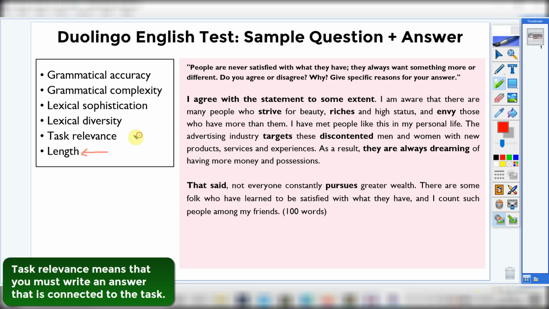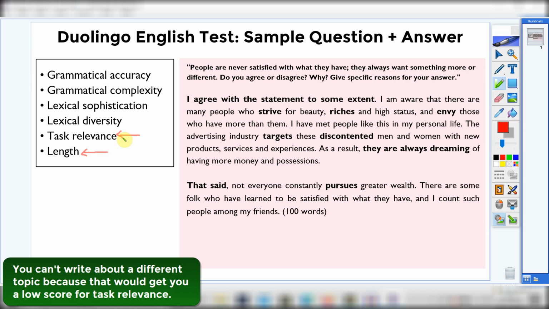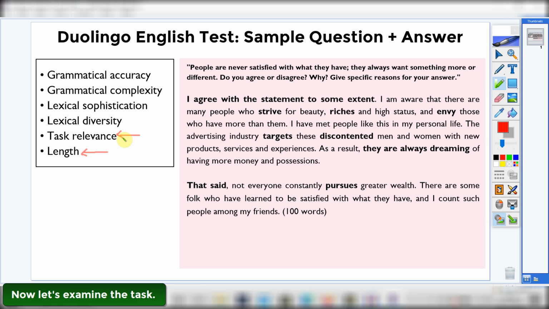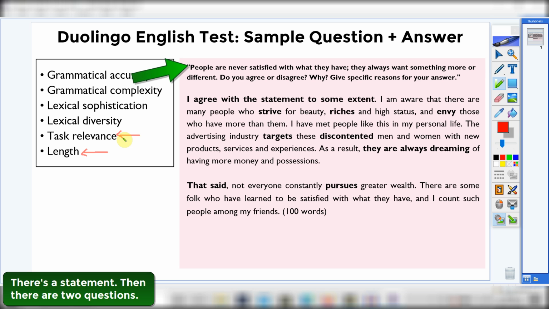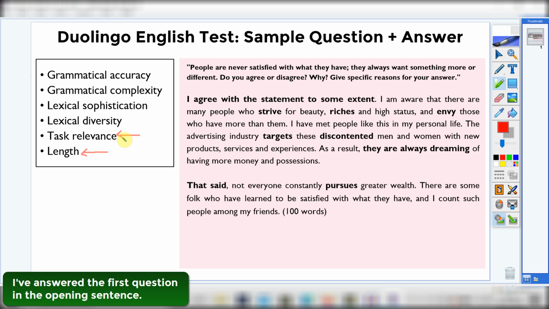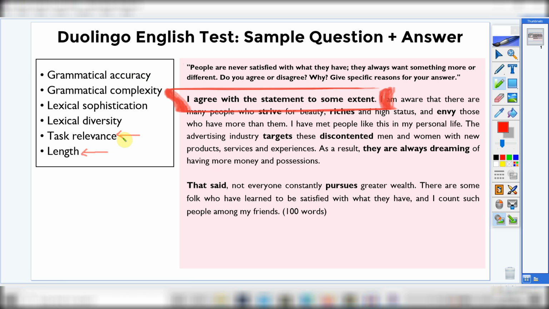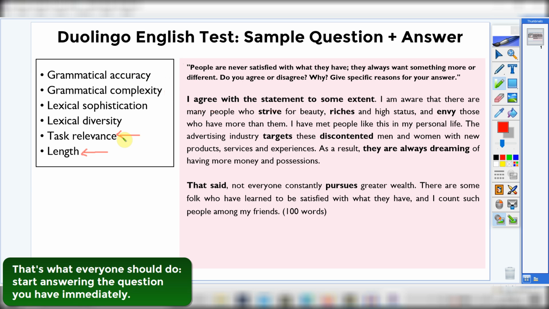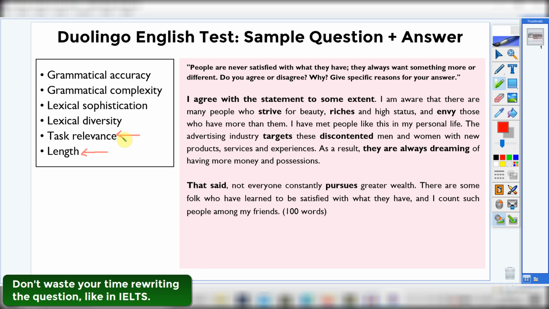Task relevance means that you must write an answer that is connected to the task. You can't write about a different topic because that would get you a low score for task relevance. Now let's examine the task. There's a statement, then there are 2 questions. I've answered the first question in the opening sentence. That's what everyone should do. Start answering the question you have immediately. Don't waste your time rewriting the question like in IELTS.